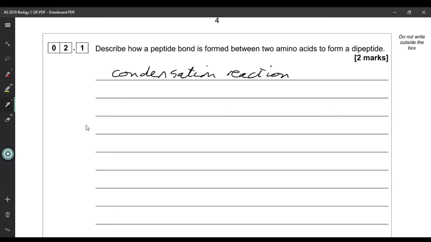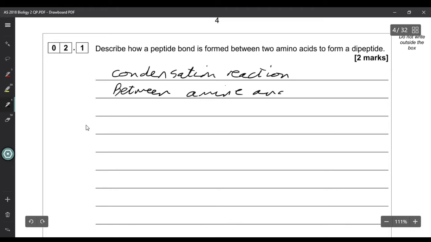In this case, we need to say what parts of the amino acids are involved in the peptide bond. So the peptide bond forms between the amine and carboxyl groups.